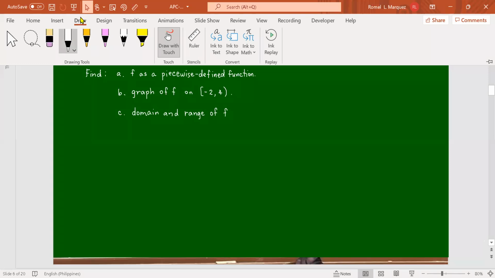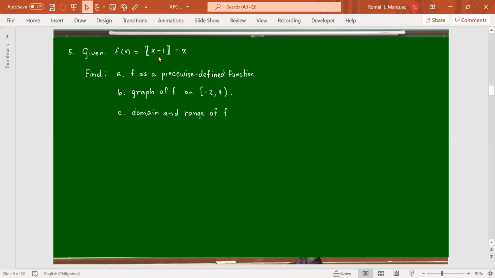Guys, given f of x equals greatest integer of x minus 1, then minus x. So we want to know this f as a piecewise defined function and also the graph of f. I want the graph only from -2 to less than 4. And then the domain and range of f. Clear, guys?